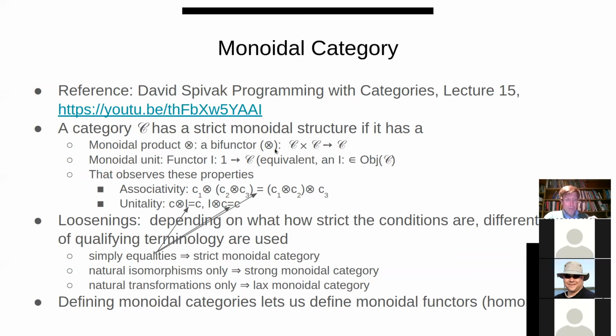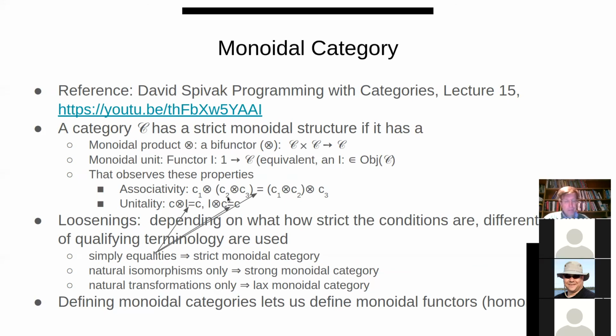And it has to observe these properties. So this functor, which maps from C cross C to C, from pairs of objects in C into C, and pairs of morphisms in C into a morphism in C, has to observe associativity and unitality. So if you combine with this special monoidal unit any other object with this bifunctor, you get that other object back in whatever order, and you have to have this associativity.